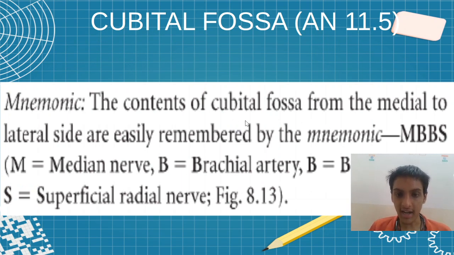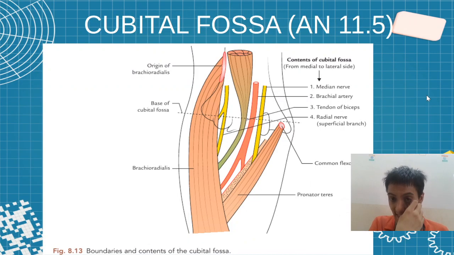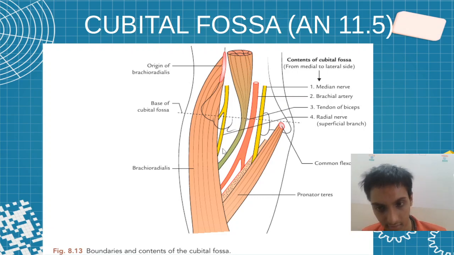Here you can see the contents of the cubital fossa. From medial to lateral you can remember what course we are studying? MBBS, right? Yes, so the mnemonic is MBBS. MBBS as in median nerve, brachial artery, biceps and the superficial radial. This is the contents from medial to lateral.